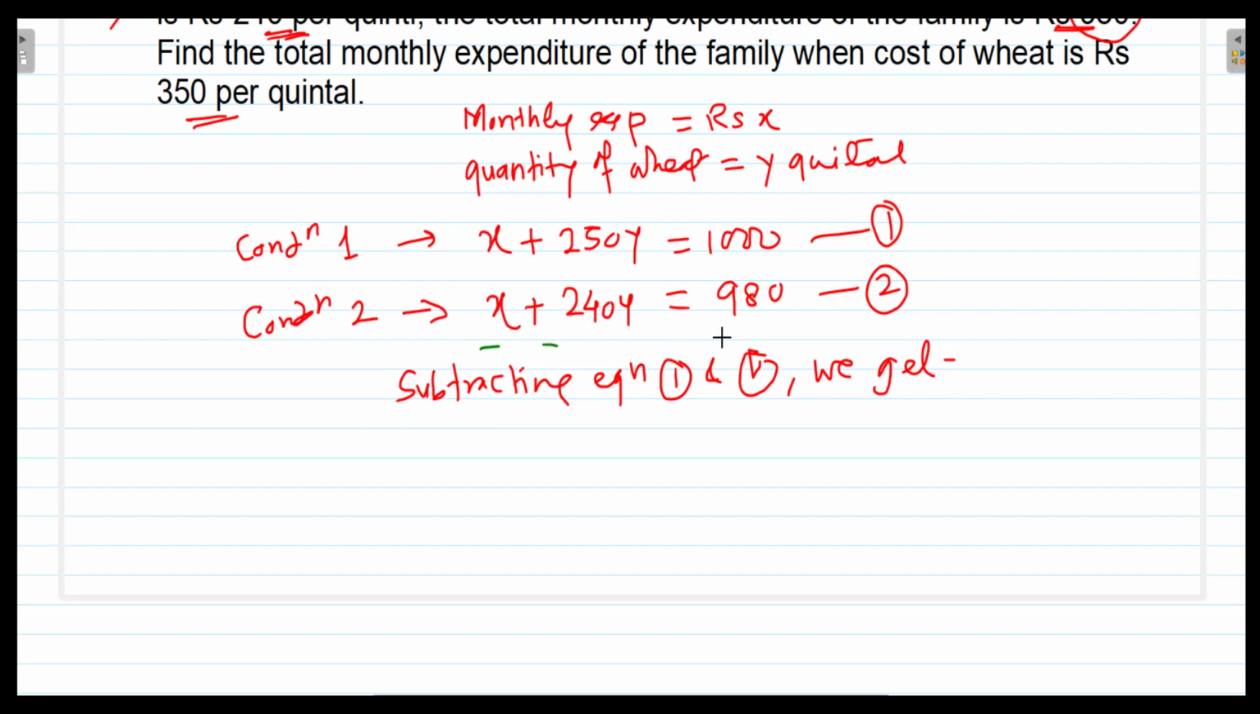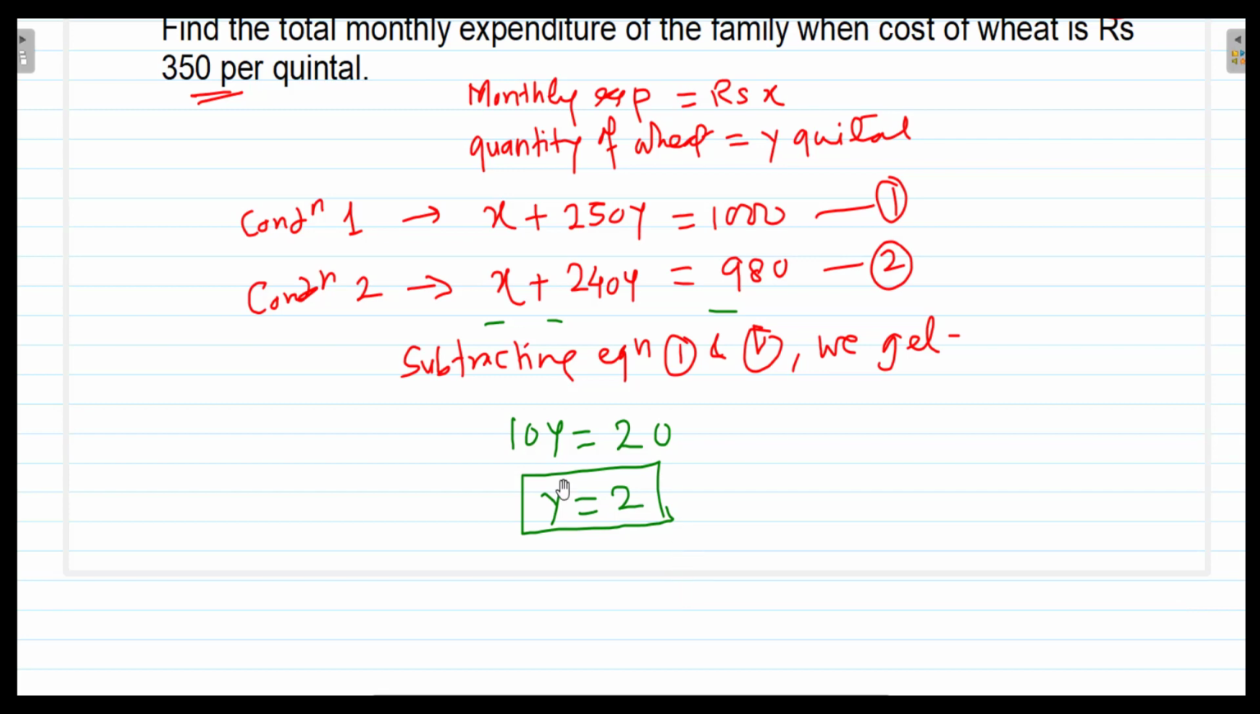if you subtract, the signs of this will change, so X will get eliminated. 250 minus 240 will be 10Y, which is equal to 1000 minus 980, that will be equal to 20, and therefore Y is equal to 2. 10 2s are 20. So Y is equal to 2. This is the first value you have got, so highlight this. Put the value of Y in either equation number 1 or equation number 2, so that you will get the value of X.